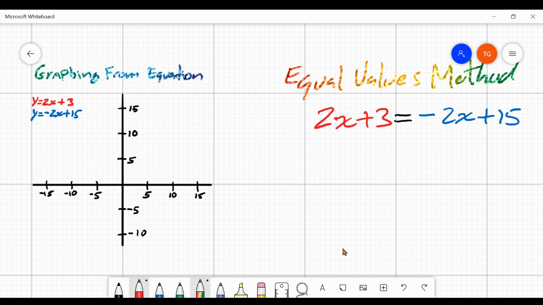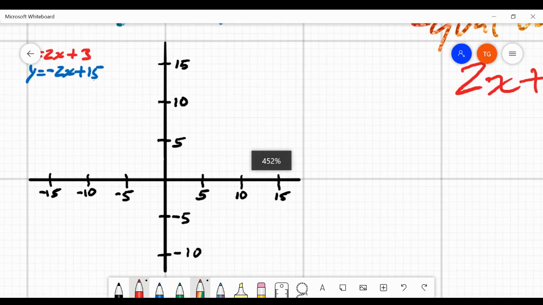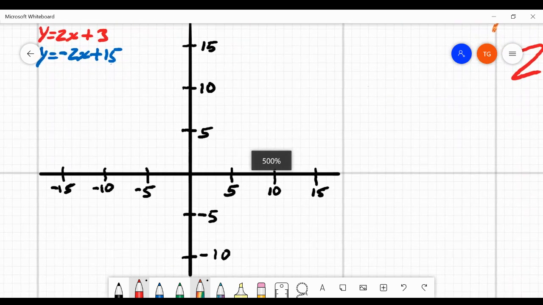So we're going to show how graphing an equation from a line and equal values method will both give you the point of intersection. You can see both of them listed here. We're going to zoom in on graphing, and we're going to start with the red line.